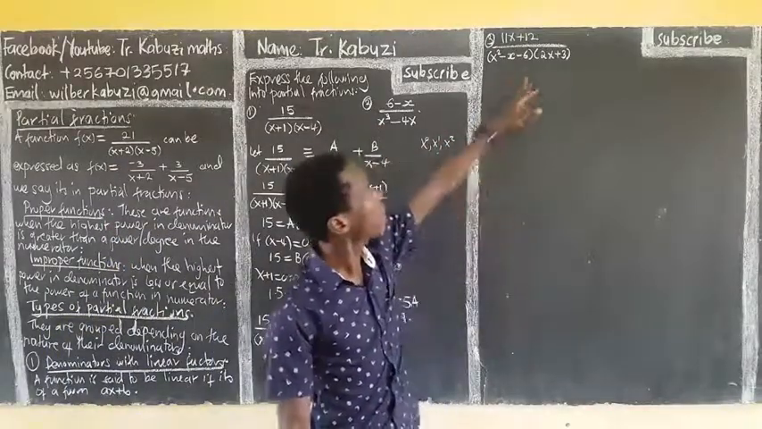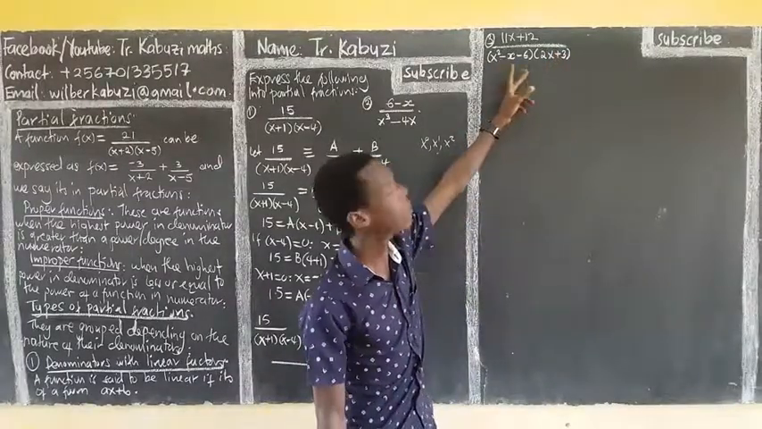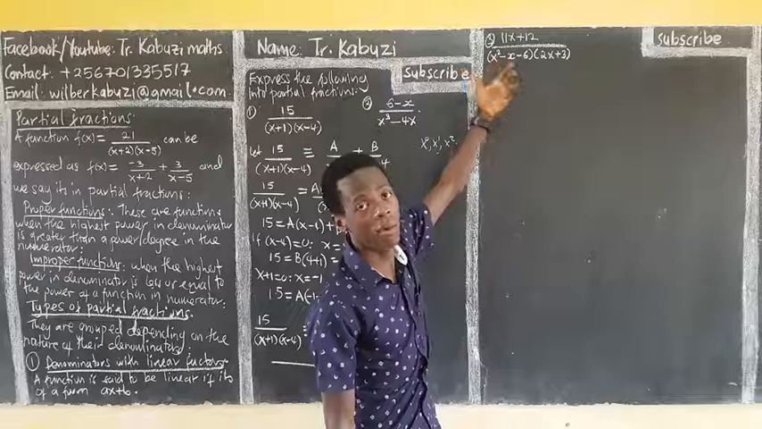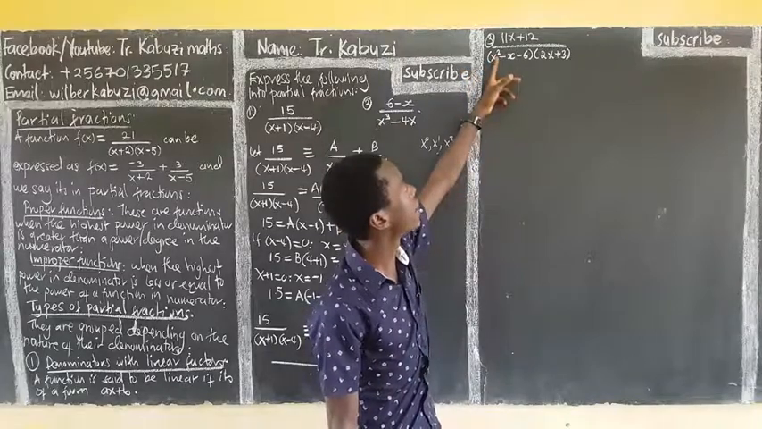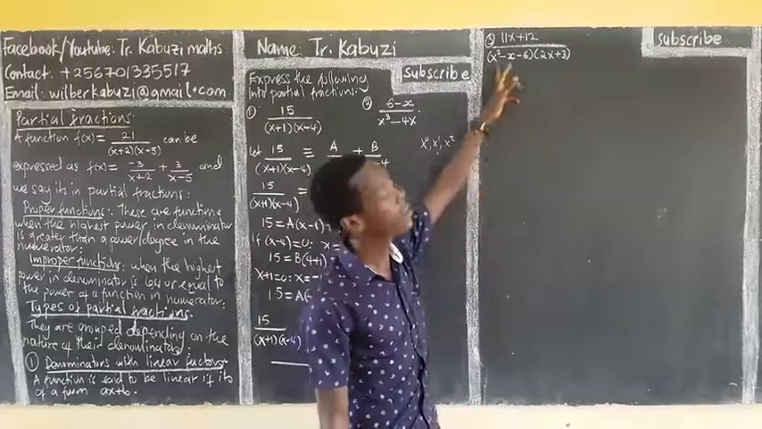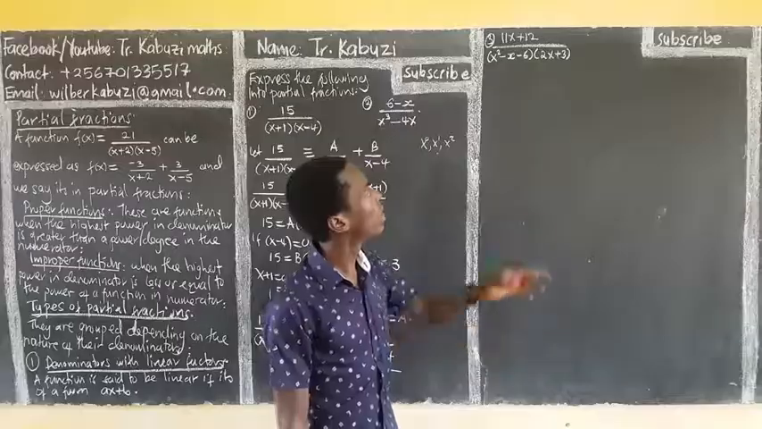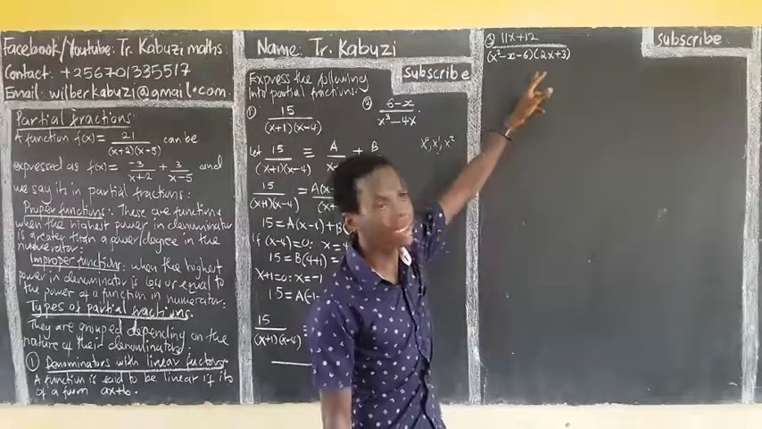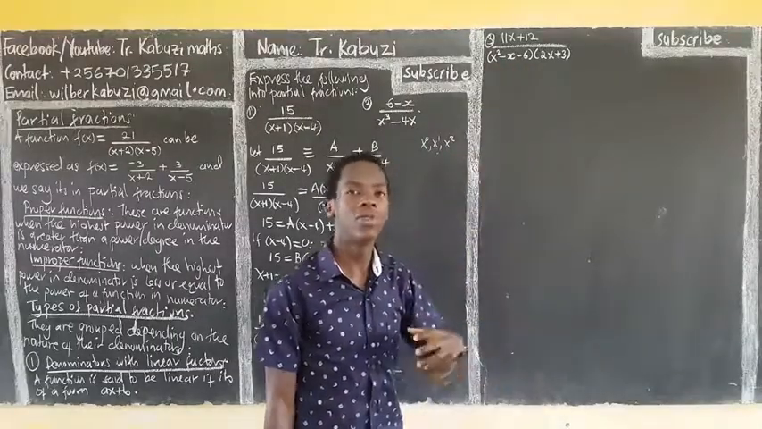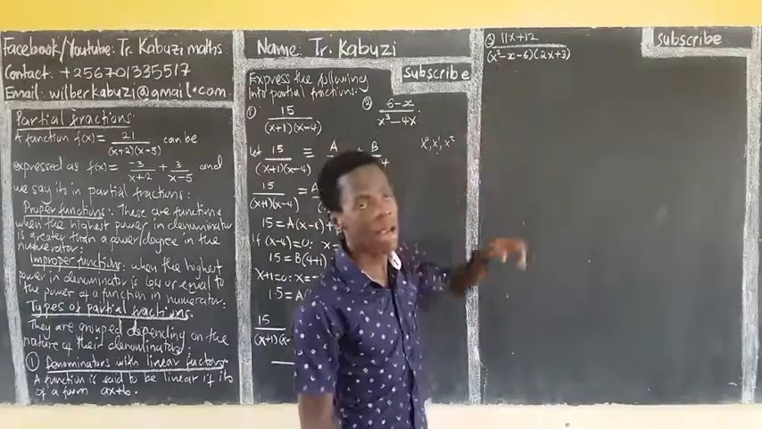This one is linear because it's power 1. This one is quadratic because it's power 2, like the degree is 2. That's the degree; I mean the highest power is 2. So we always first check: is this factorizable? You always check if it's factorizable, then you are good to go. If it's not factorizable, then you are going to treat it as a quadratic denominator. But you see that this one is factorizable.